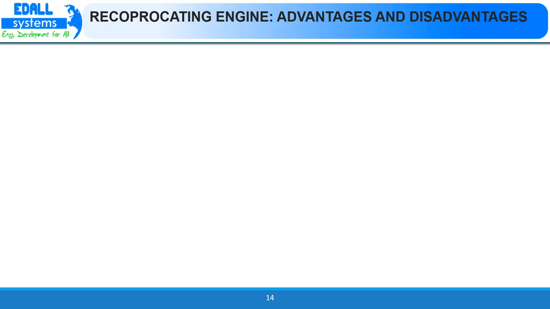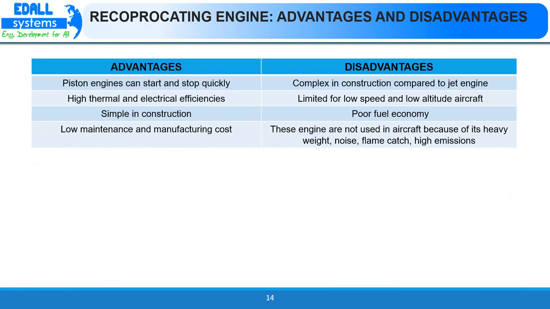Next, we shall see the advantages and disadvantages of reciprocating engine. The advantages of reciprocating or piston engines are they have quick starting capabilities, means the piston engines can start and stop quickly. They have high thermal and electrical efficiencies. Piston engines are simple in construction, which means they require low maintenance and low manufacturing cost.